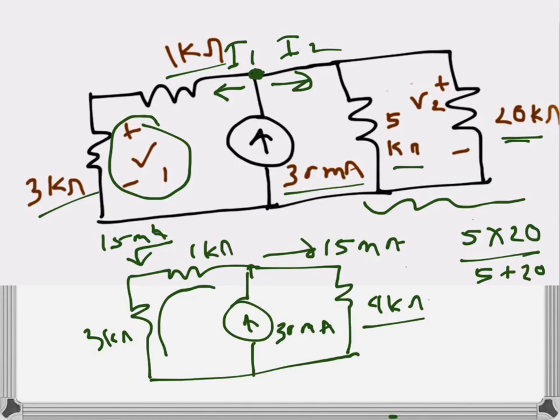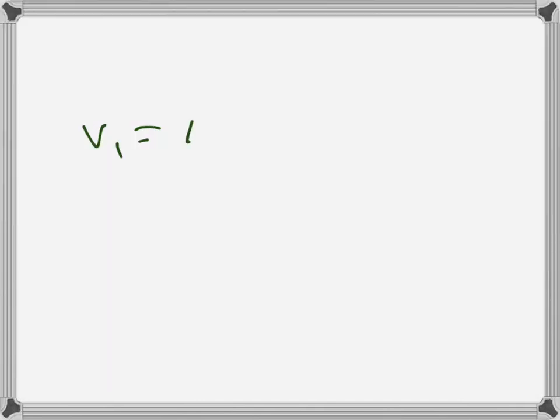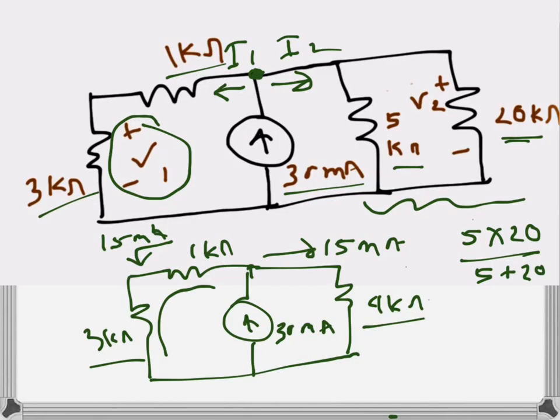So V1 will be, since this is a series path, the 15 milliamps current will flow through the 3 kilo ohms resistance as well, and V1 will be 15 times 3, because V1 is the voltage drop across the 3 kilo ohms resistance, so that will be 45 volts. So that's there. But this 15 milliamps current will go through these two branches.